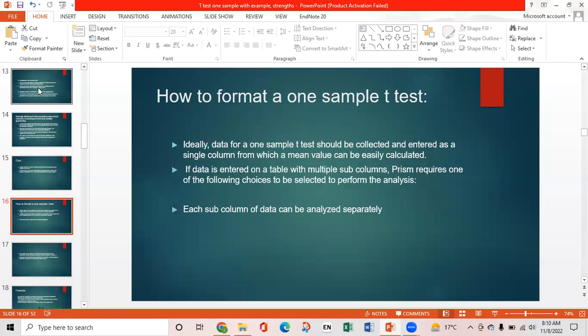Now, how to formulate a one sample t-test. Ideally, data for a one sample t-test should be collected and entered as a single column from which a mean value can be easily calculated. If data is entered on a table with multiple subcolumns, Prism requires one of the following choices to be selected to perform the analysis. Each subcolumn of data can also be analyzed separately.